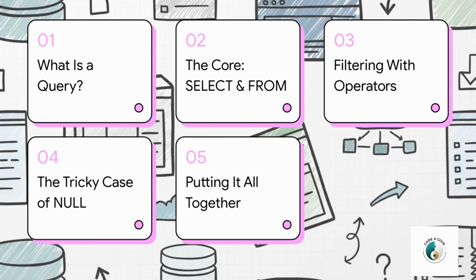So here's our game plan. We'll start with the absolute core components, then learn how to filter our data, we'll tackle the super tricky case of null values, and then we'll put it all together.